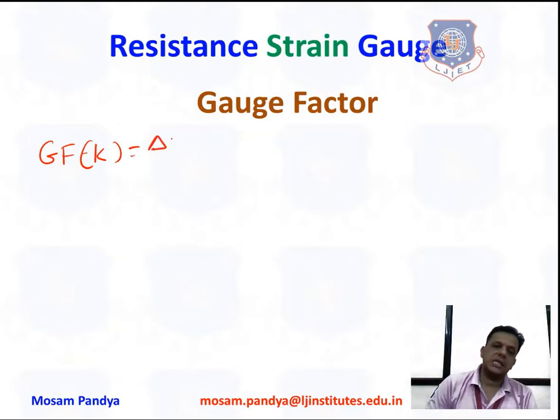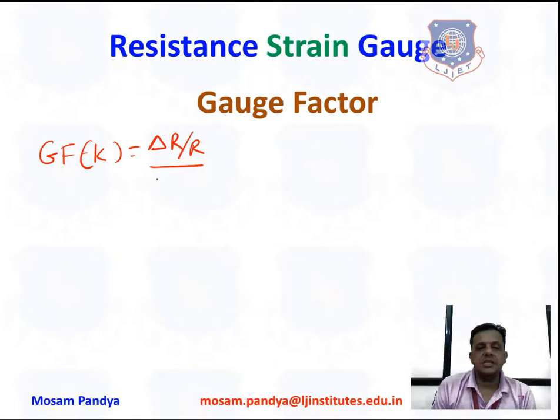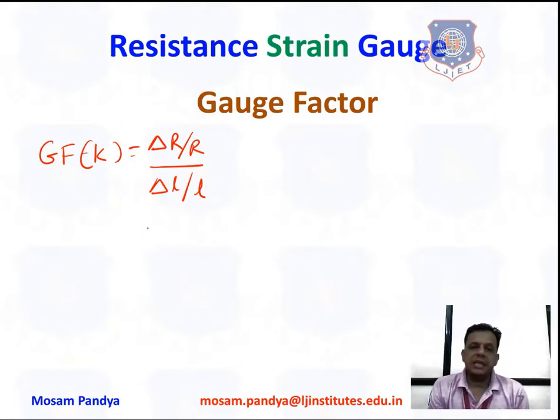Gauge factor is delta R upon R, that is change in the resistance with respect to original value of resistance, to the change in the length to the original length. So change in resistance to the change in length, that is known as gauge factor. Here we talk about the longitudinal strain that is being applied.